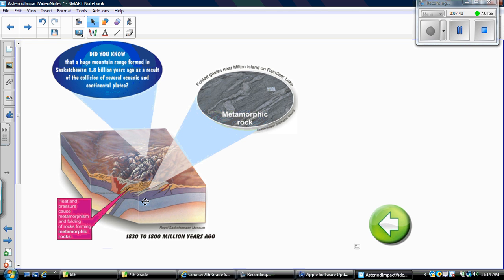Okay, so again, showing metamorphic rock near plate boundaries. These are the bands that I was talking about that occur when you have pressure being put on that rock.